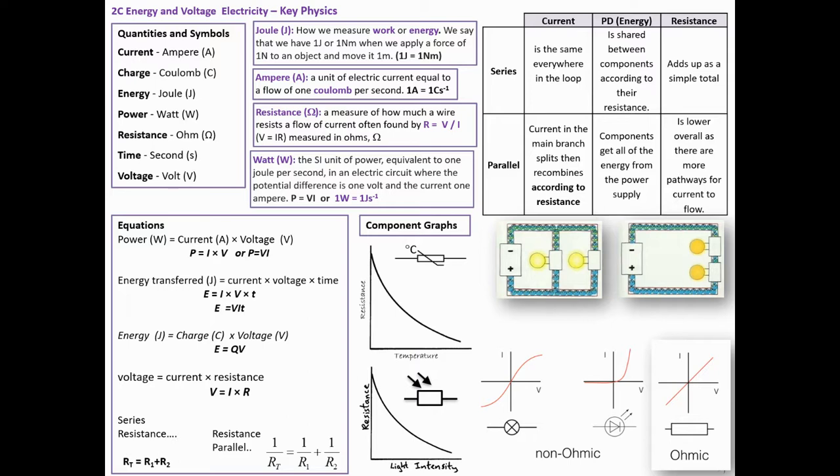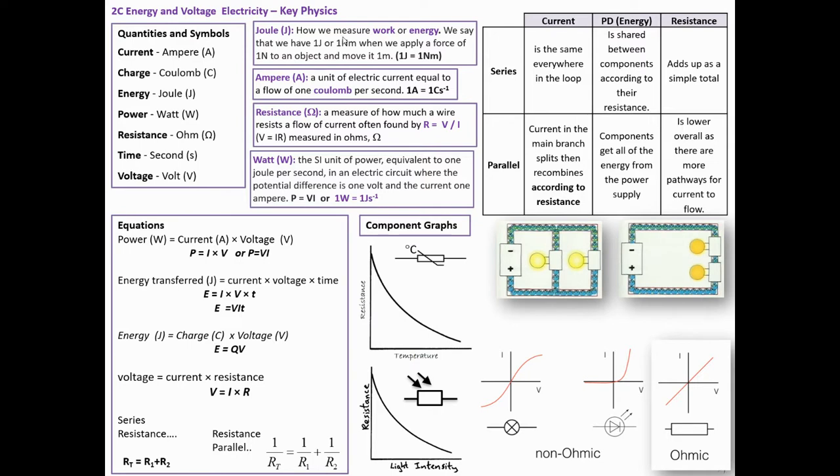Okay, so this is a quick introduction for iGCSE, section 2C, energy and voltage. It's really called potential difference. Quantities and symbols you need to know: current is the ampere, charge is coulombs, energy is measured in joules, power is watts or joules per second, resistance in ohms, time is seconds, and voltage, the volt, V, or potential difference.